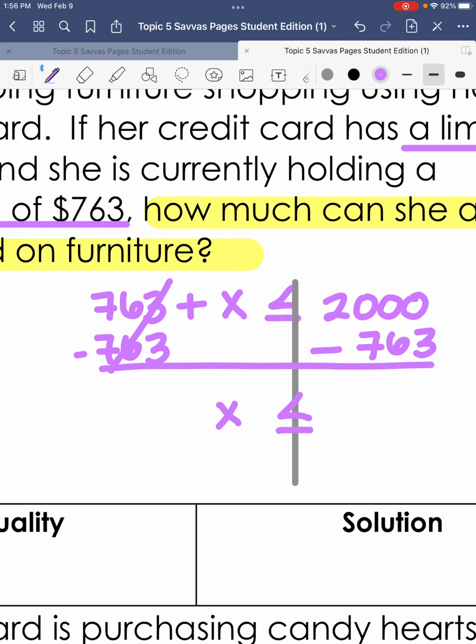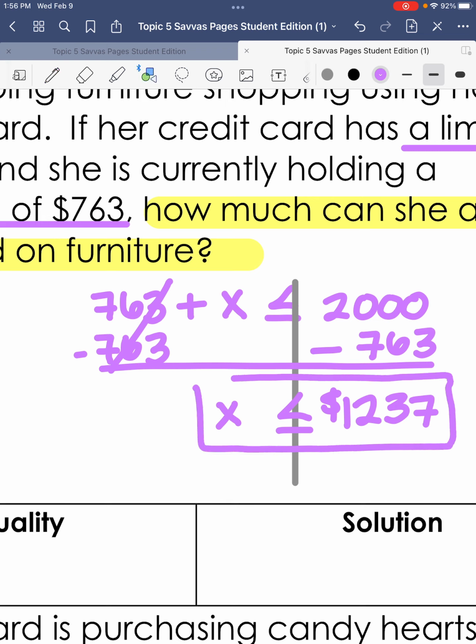On the other side, I've got 2,000 minus 763. I'm going to put that into my calculator. 2,000 minus 763 is 1,237. 1,237 what though? Well, $1,237. So don't forget to include your unit. So X is less than or equal to $1,237. And that's our answer.